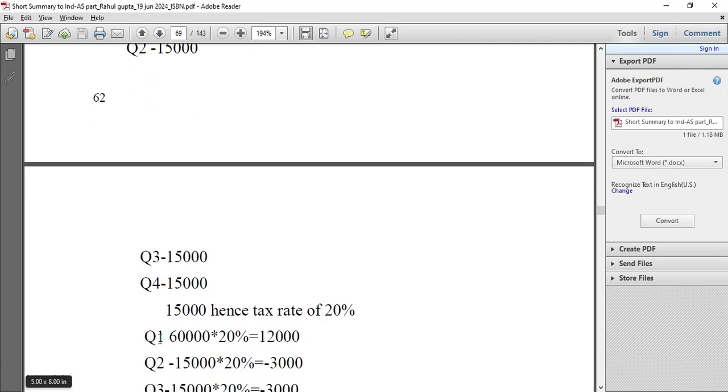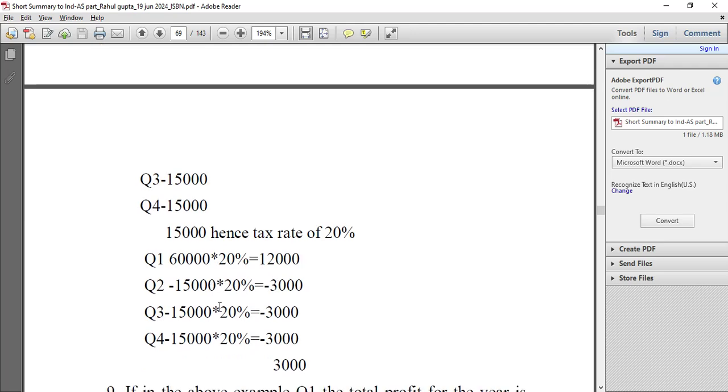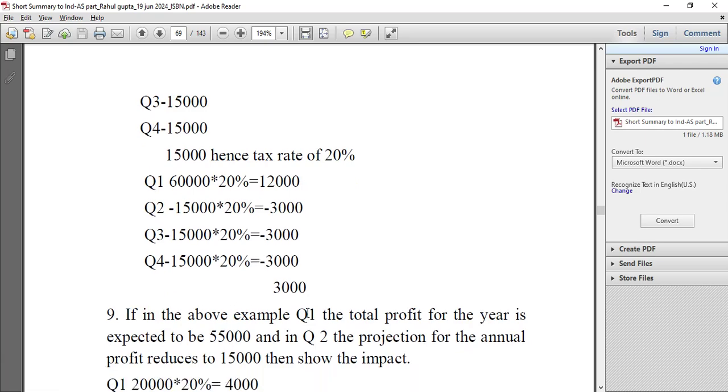So in Q1, 60,000 into 20%, 12,000 would be the tax amount, and in Q2, minus 15,000 into 20%, minus 3,000 would be the tax amount. In Q3, minus 15,000 into 20%, minus 3,000 would be the tax amount. In Q4, minus 15,000 into 20%, minus 3,000 would be the tax amount. The total tax amount would be 3,000.